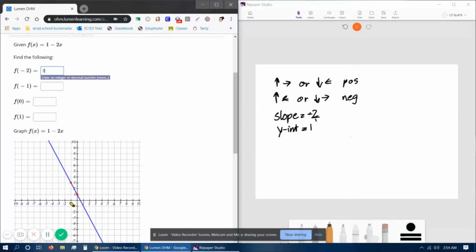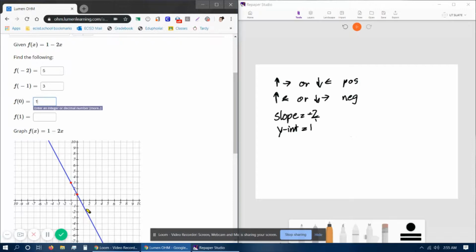For f of -1, I can see the function meets the x equals -1 grid line when y equals 3. So my next answer is f of -1 equals 3. For f of 0, I can see the function meets the x equals 0 grid line, also known as the y-axis, when y equals 1. So my next answer is f of 0 equals 1.